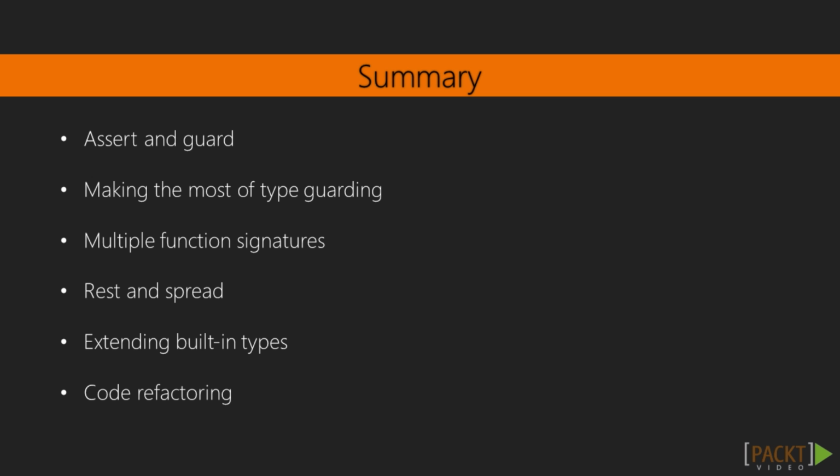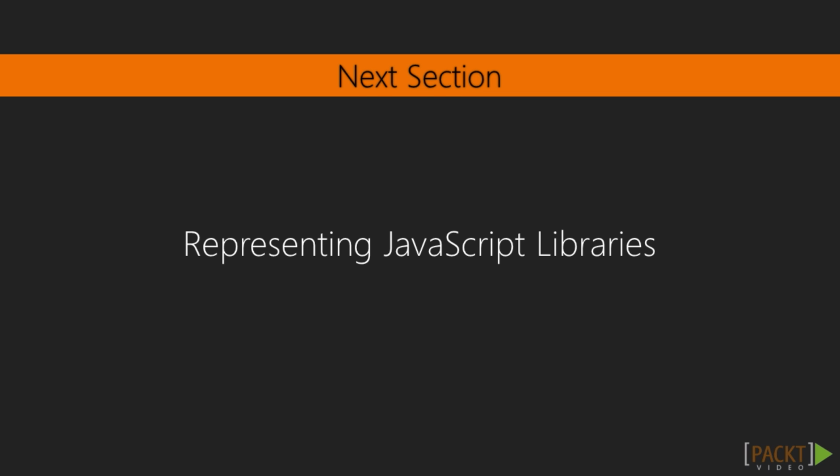In this section, we have looked into interacting with the type system. We started with type assertion and then looked at type guarding in depth, then at multiple function signatures, advanced function use with rest parameters in the spread operator, extending built-in types, and finally code refactoring in this video. In the next section, we're going to look into representing JavaScript libraries with TypeScript.